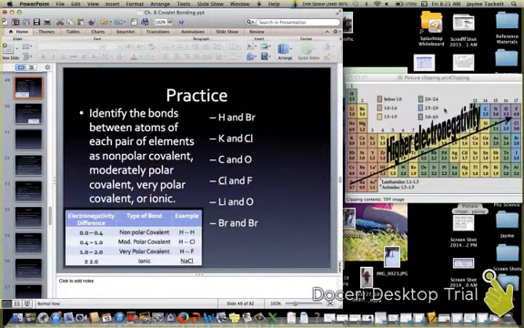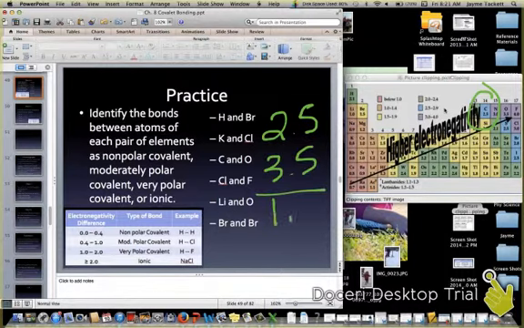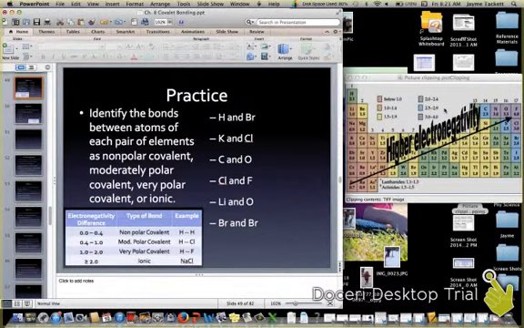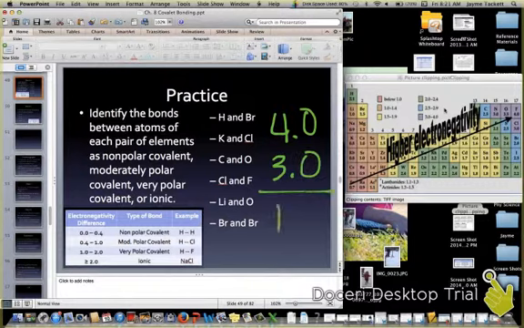Alright, so let's look at the next example. Carbon has an electronegativity of 2.5. Oxygen has an electronegativity of 3.5, so the difference between that is 1. So again, that's going to give us a moderately polar to very polar covalent bond. So in general, again, a polar bond. Let's look at the next one. Chlorine and fluorine. Fluorine is 4.0. Chlorine is 3.0. That gives us a difference of, again, 1, which again is going to give us a polar covalent bond.